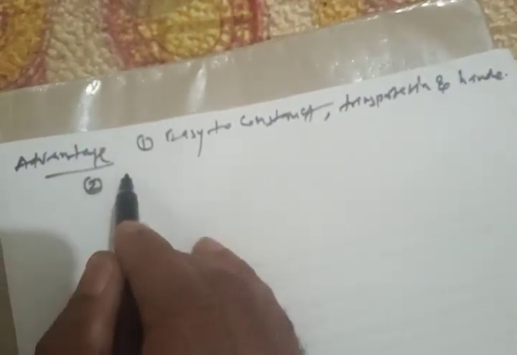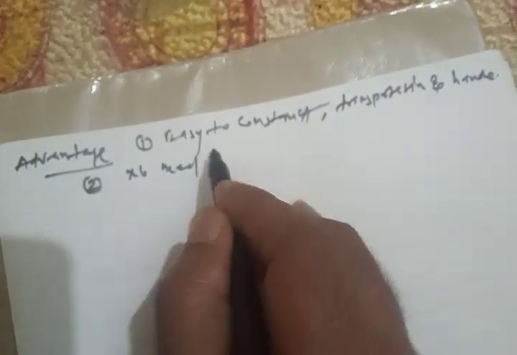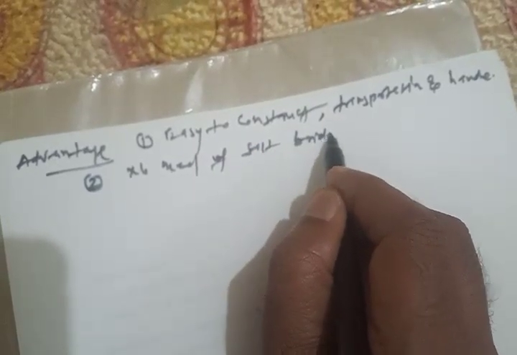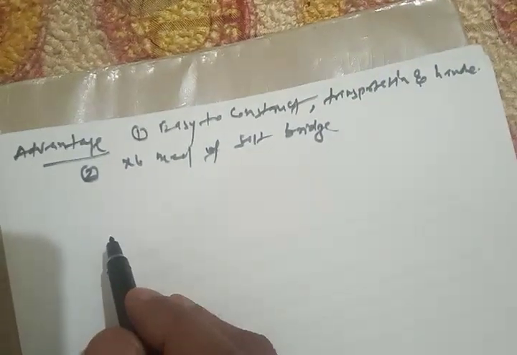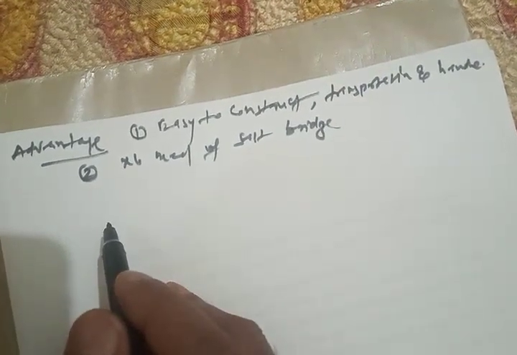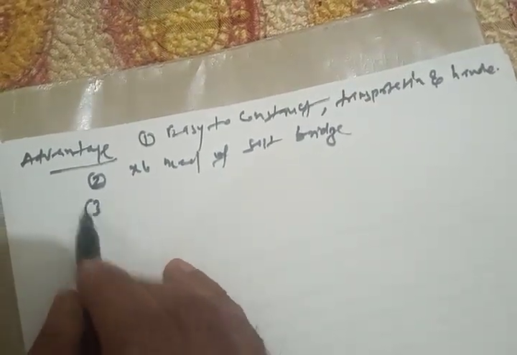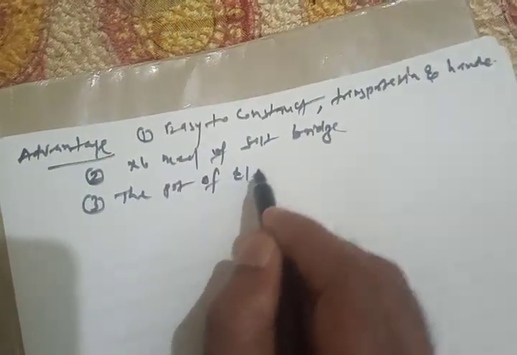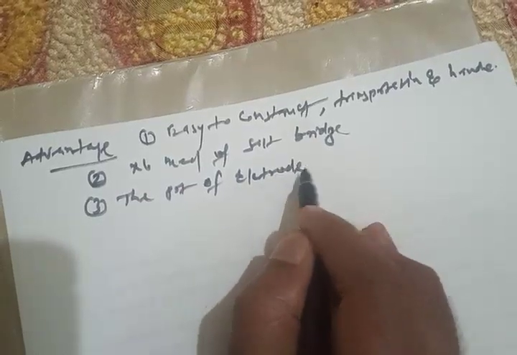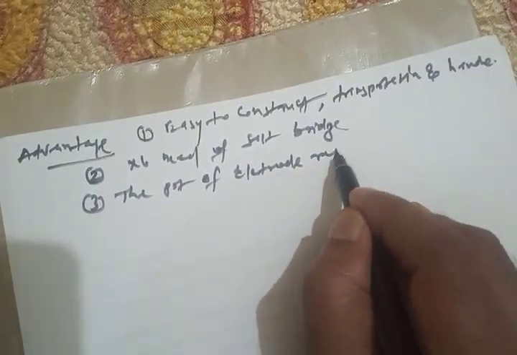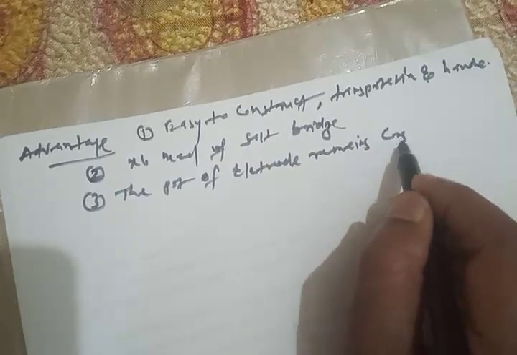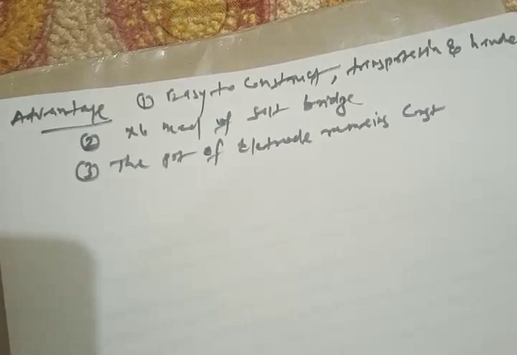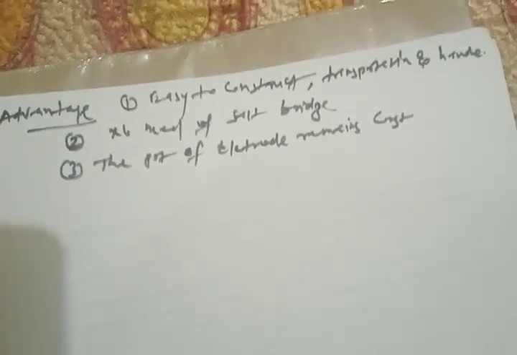Second, one of the important things, no need of a salt bridge. And the third one, the potential of the electrode remains constant. This is again very important. So these are the few important advantages of the calomel electrode.